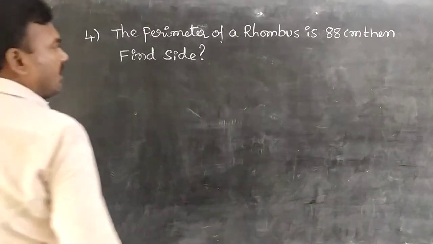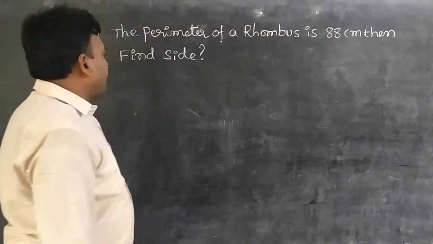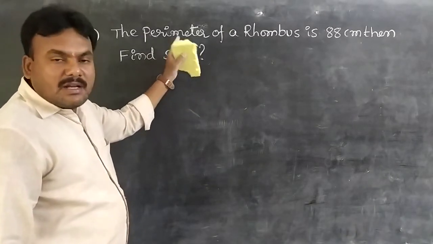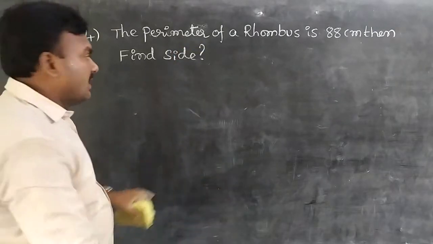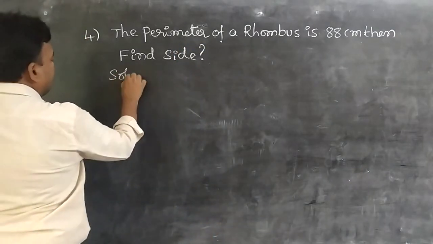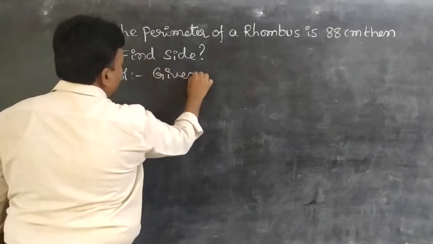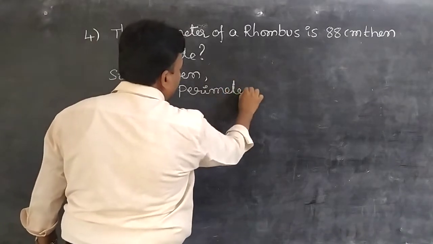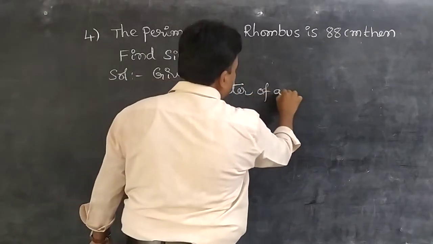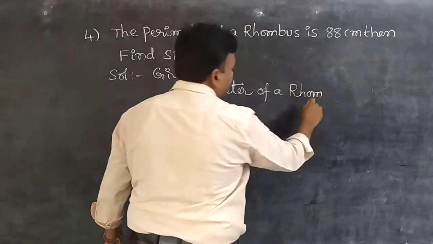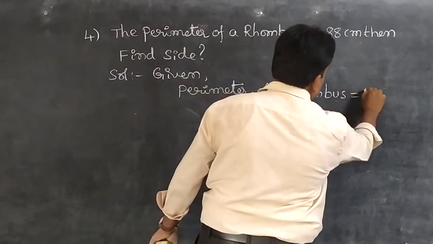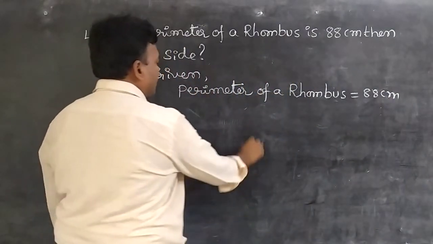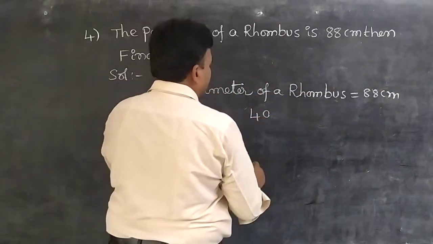The perimeter of a rhombus is 88 centimeters. Then find the side, students. In the first problem we discussed that if the side is given, how to find the perimeter. But here it is the reciprocal, converse, or reverse. So observe the solution. Solution given. Perimeter of a rhombus equals how much is given? 88 centimeters. Perimeter of a rhombus equals formula 4 into side, or 4a.